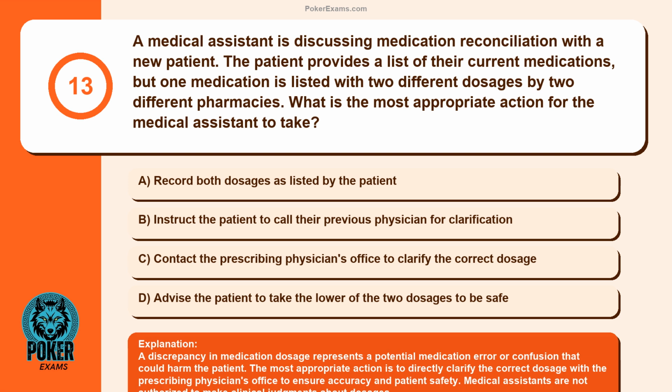A discrepancy in medication dosage represents a potential medication error or confusion that could harm the patient. The most appropriate action is to directly clarify the correct dosage with the prescribing physician's office to ensure accuracy and patient safety. Medical assistants are not authorized to make clinical judgments about dosages.